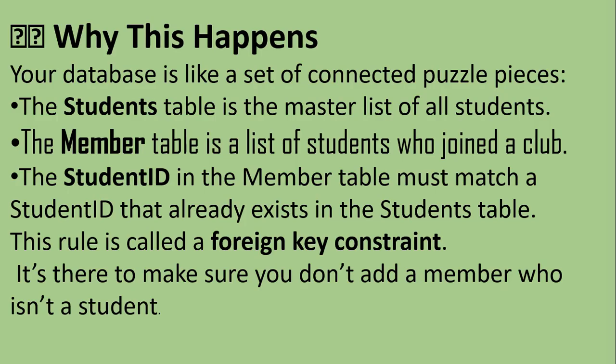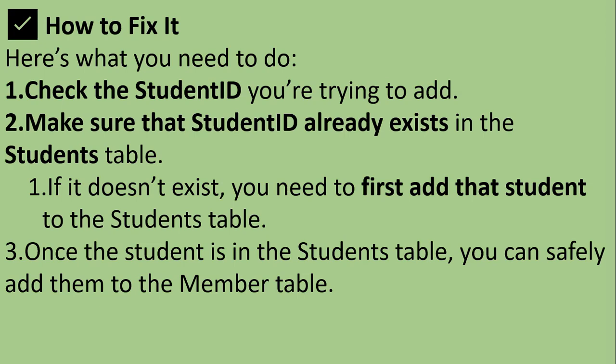So when you pause this video and repeat this part, and internalize it, you'll be in a position to see that you cannot add a student ID in the member table that doesn't exist in the student list. That will violate referential integrity and bring the foreign key constraint.